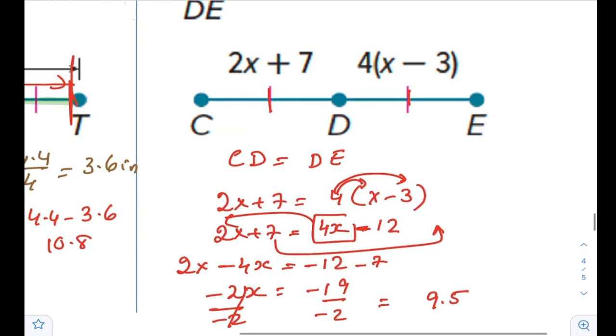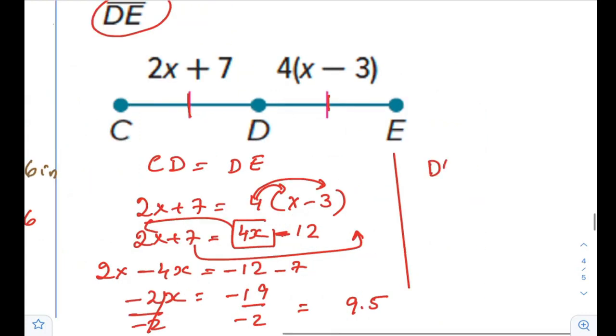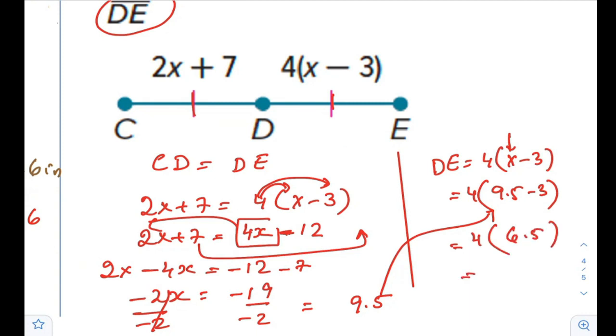This is x. He's not asking about x, he's asking about DE. What is DE? DE is 4 times x minus 3, so you just replace the x by the 9.5 that we found. 4 times 6.5, which is 26. This is DE. Remember, if you have found x, it can be negative, but the length cannot be negative. If you find it negative, that means you have done something wrong.